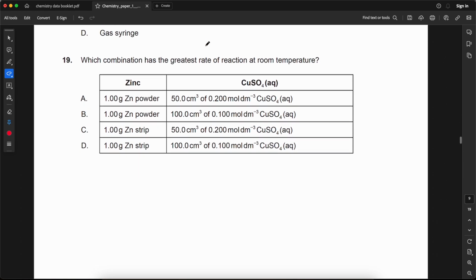Which combination has the greatest rate of reaction at room temperature? So rate of reaction between powder and strip, of course powder has a larger surface area, so faster reaction. If we check amount of mole right here, it will be the same, 0.01, and this one also 0.01. But the difference is it has less volume and higher concentration. Therefore, it will have higher rate of reaction compared to higher volume and less concentration.